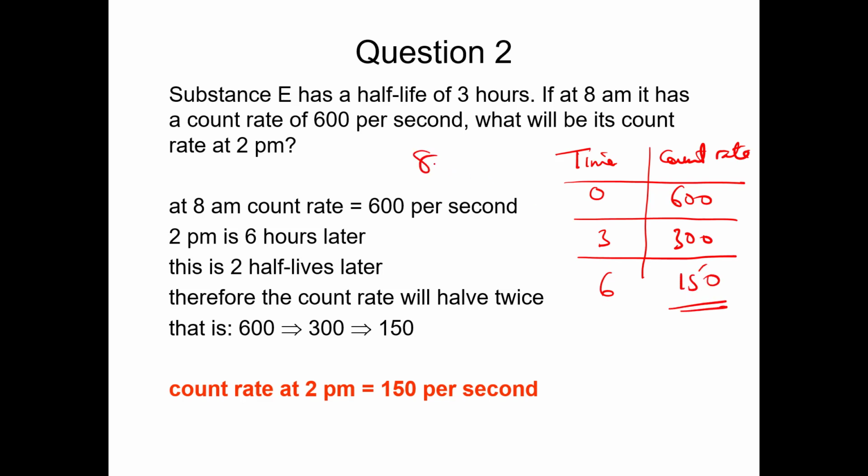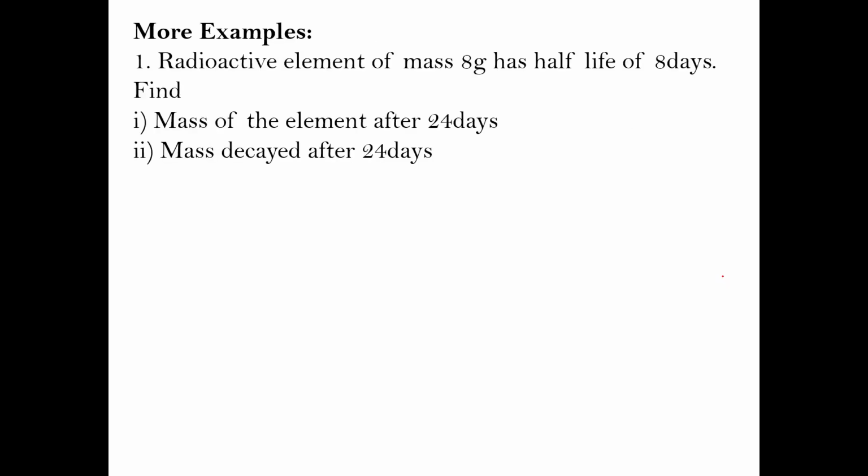And from 8 a.m. to 2 p.m., we have 6 hours. So conclude by saying that whatever remains is 150 counts per second. And that's how we do it. Another example says that the radioactive element of mass 8 grams has a half-life of 8 days. Find the mass of the element after 24 days, and then the mass that has decayed after 24 hours.